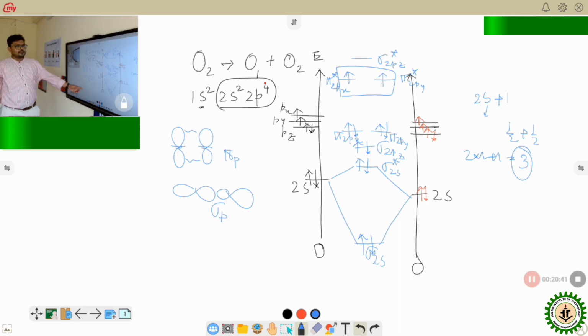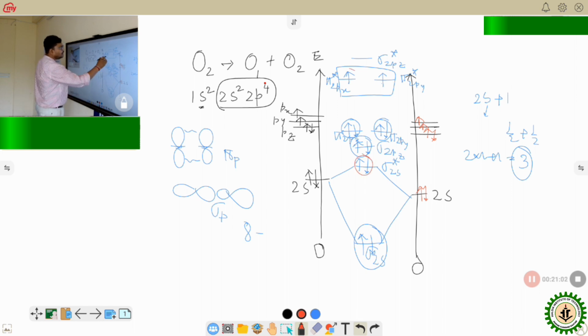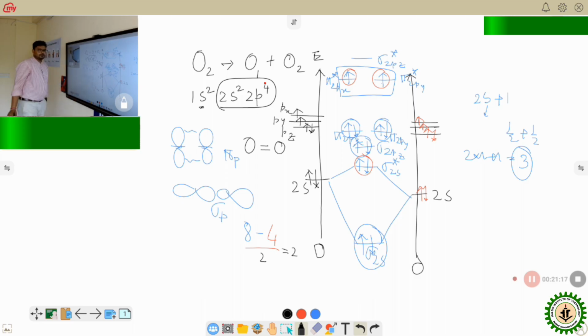Okay. So what will be the bond order of oxygen? Now we have to find how many bonding electrons are there. So if I count, 2, 4, 6, 8, I have 8 bonding electrons. How many anti-bonding electrons do I have? I have 1, 2, 3 and 4. So 4 anti-bonding electrons, and 8 minus 4 divided by 2 will be 2. That means we have a double bond between the two oxygen atoms, which form the oxygen molecule.